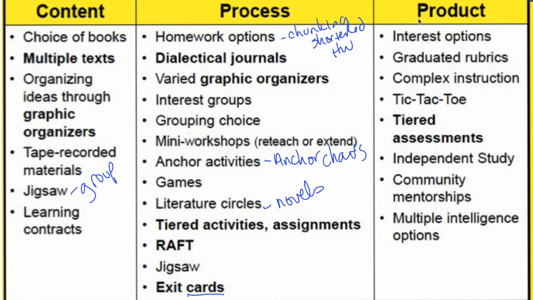Your product, this is where things like a choice board can be really useful. Using a tic-tac-toe board, which I'll show you an example of later. Same thing with tiered assessments. This could be using that multiple intelligences option. In audio, you can have them cater to being auditory, kinesthetic, or visual. Maybe they show you a role play. Maybe they write a paper about it. Maybe they can do some type of speech about their assignment. So these are all just different ways that you can differentiate the content, the process, and the product.